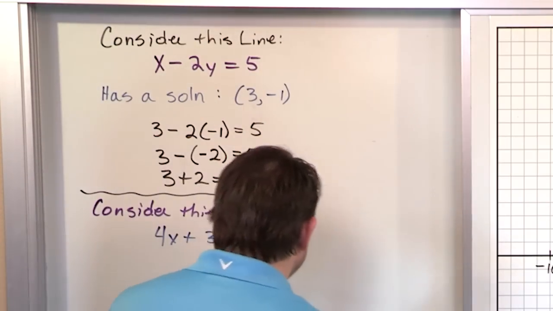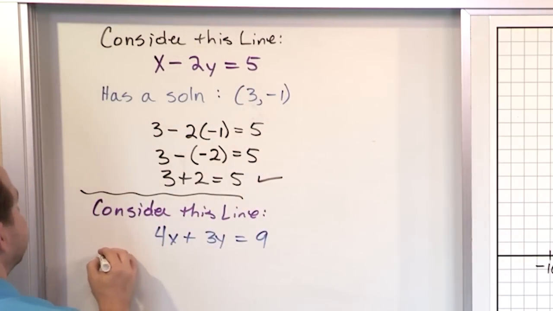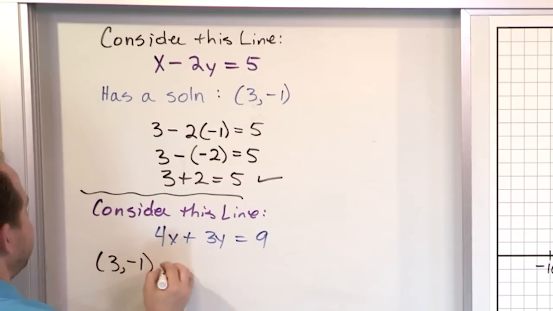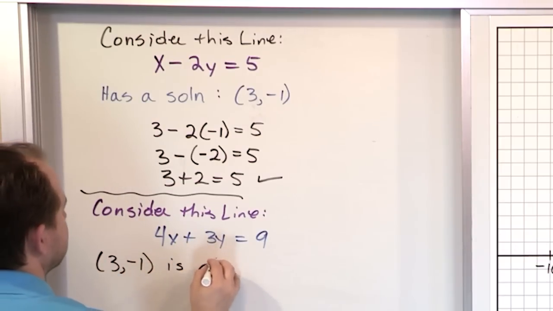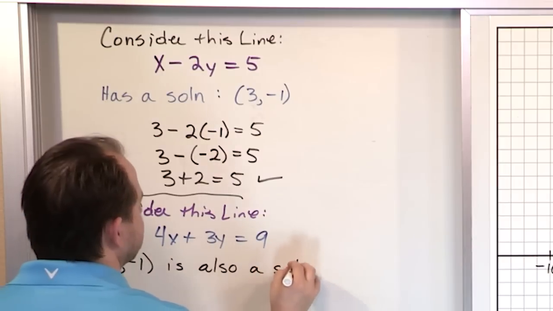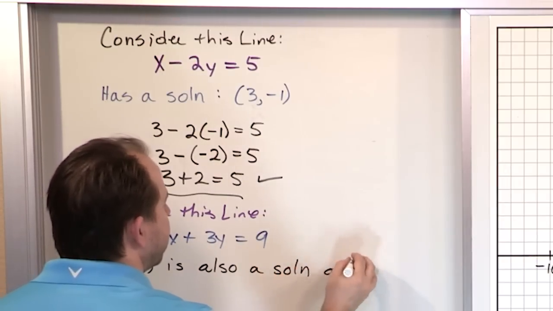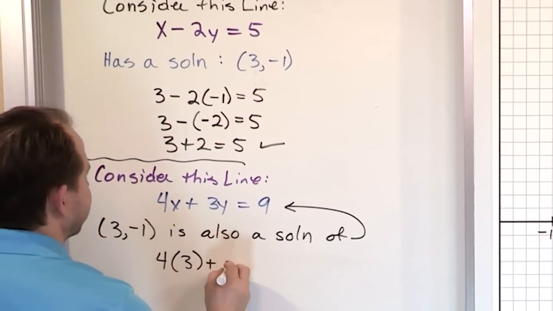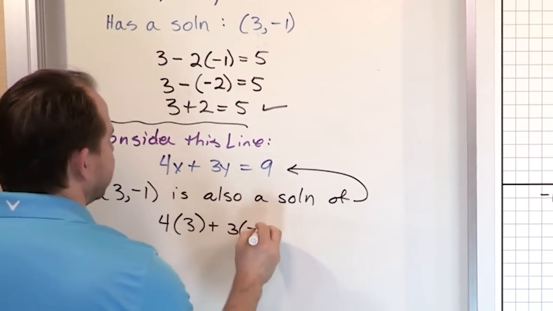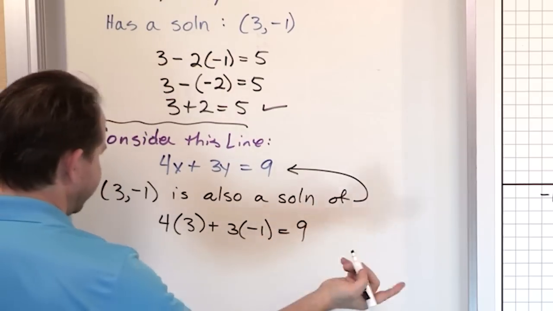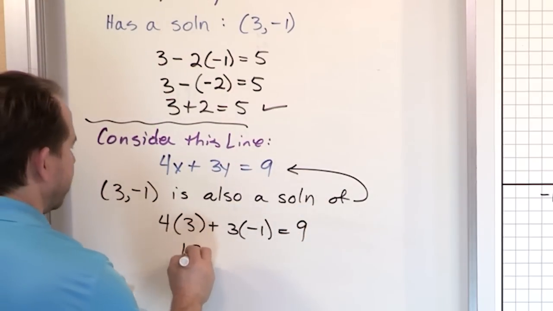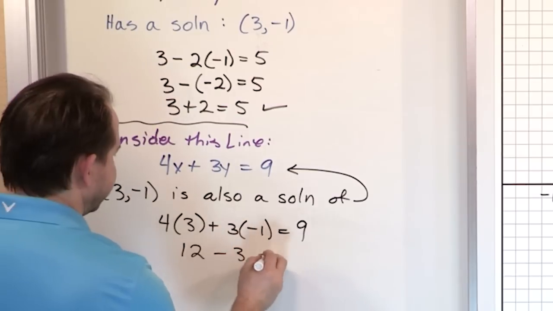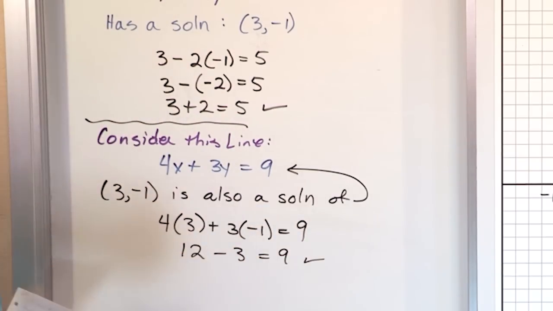But I'm just going to tell you, without proof, that (3, negative 1), the same point, is also a solution of this line. How do we verify it? Well, let's plug it in here. So it'll be 4 times the value of x, which is 3, plus 3 times the value of y, which is negative 1. Does it equal 9? Here we have 12. Here we have negative 3. Does it equal 9? Yes, 12 minus 3 is 9.